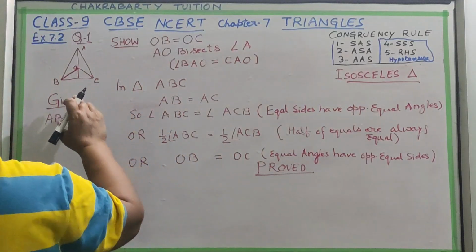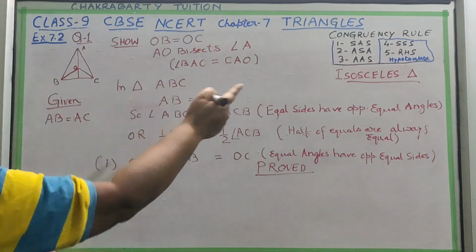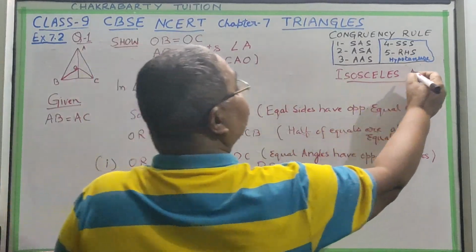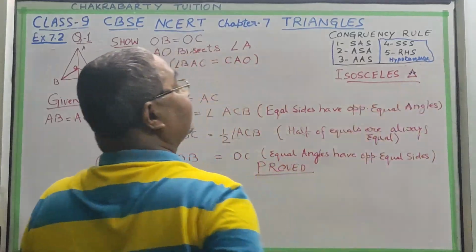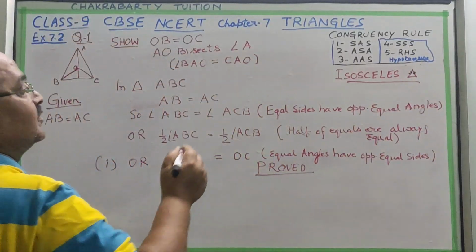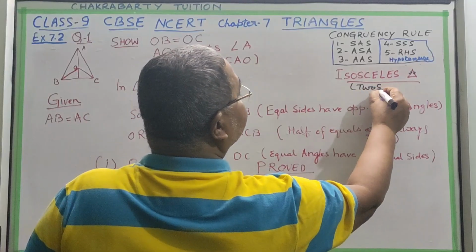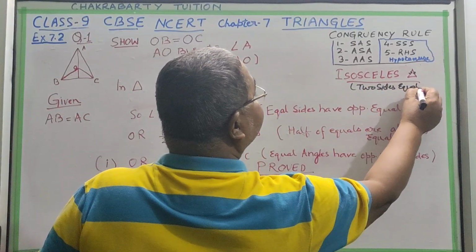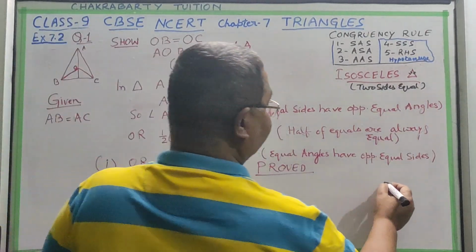So here in the question, it is given an isosceles triangle. Isosceles triangle means whose two sides are equal. Any two sides, suppose this side and this side are equal, any two sides are equal, then it is isosceles. Two sides equal, it is isosceles.